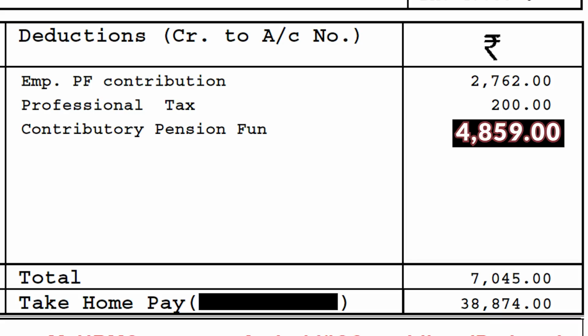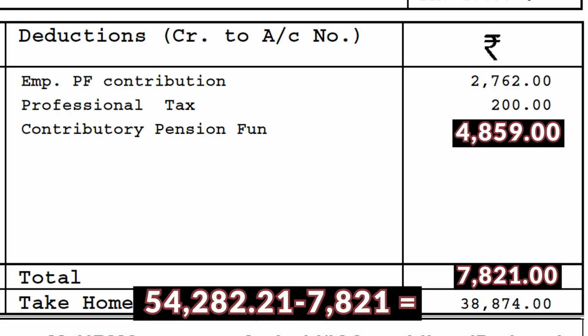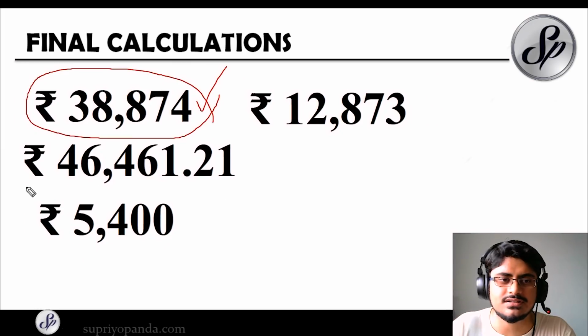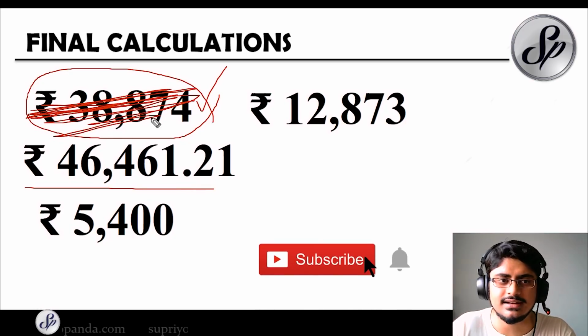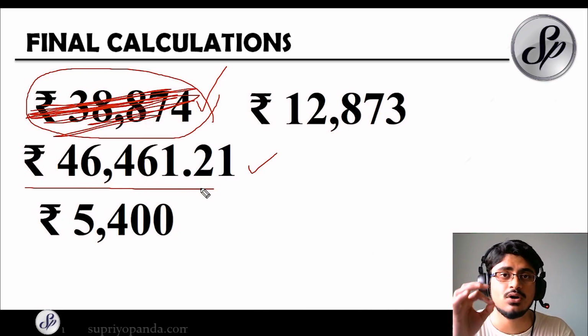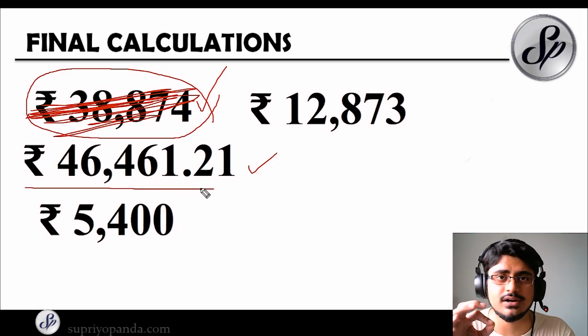So now what is the total deductions that we have? The total deductions come out to be 7,821. So earnings of 54,282 minus 7,821, the net pay becomes 46,461.21. Let's get back and see 46,461. This figure is an old figure. We cannot work with this. If you are a PO today, then you have to work with this figure. So your net pay comes out to be 46,461.21.